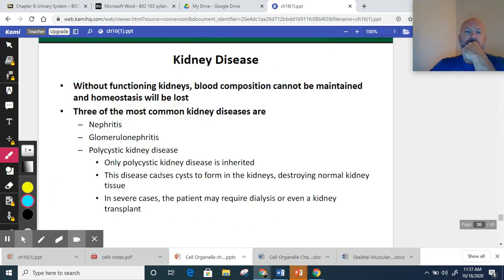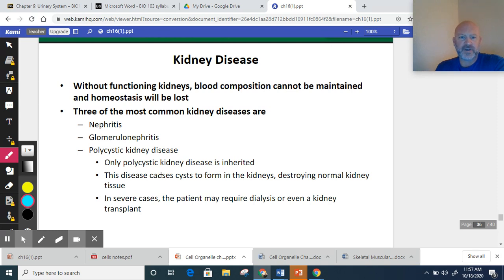All right, it's important for us to keep our kidneys functioning normally because we have to maintain blood composition, right? We have to maintain blood homeostasis, and we wouldn't be able to maintain blood homeostasis if it wasn't for the functioning of our kidneys. Kidney disease is most commonly found as nephritis, glomerular nephritis. These are both kind of acquired disorders, or polycystic kidney disease.